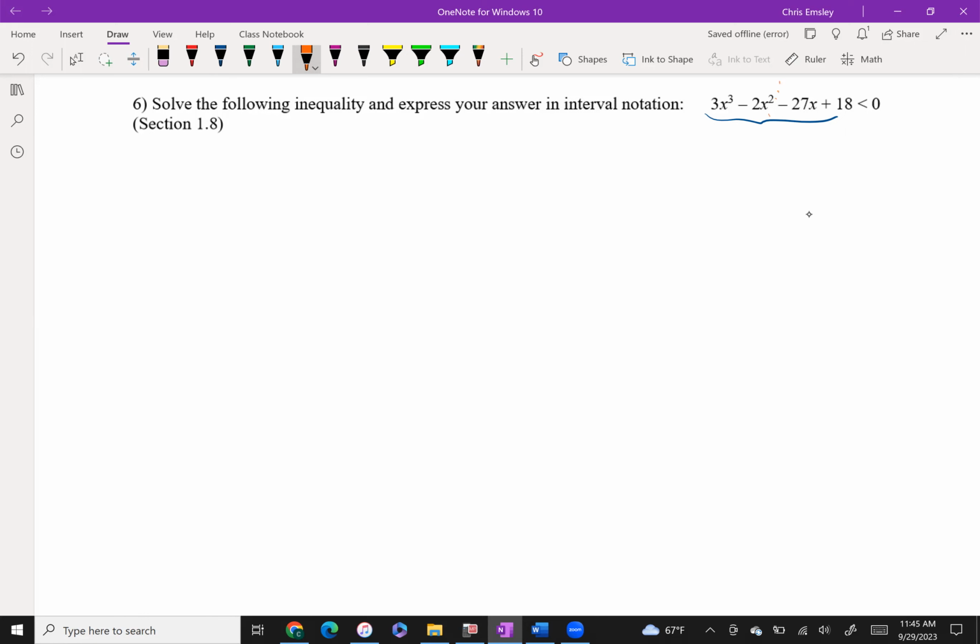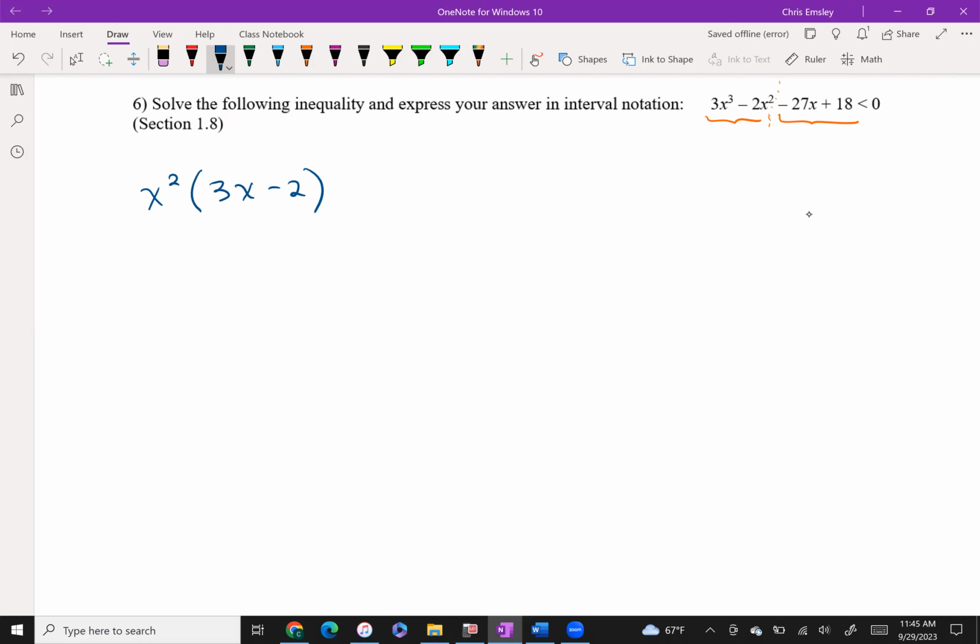And when we have 4 terms like this, what we want to think about is factoring by grouping. So we want to ask ourselves, what do these first 2 terms have in common? What do these last 2 terms have in common? See what we end up with. So from the first 2 terms, I can factor out an x squared. What's left behind is 3x minus 2.